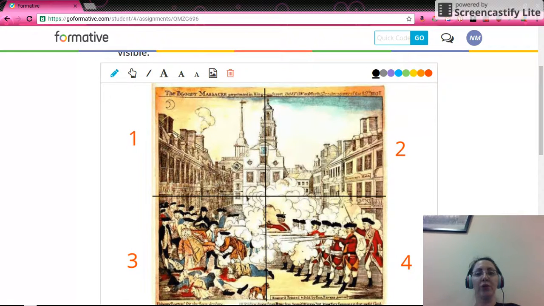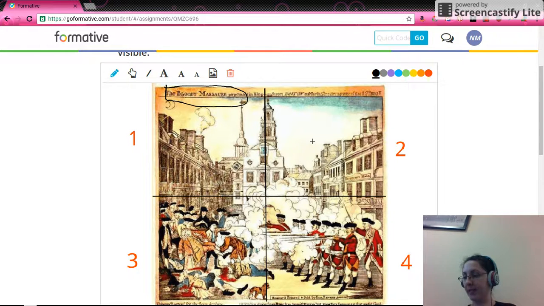So we're going to start with quadrant or section 1. In section 1, I'm going to focus on the most important 1 or 2 details in each quad. I see at the top it says Bloody Massacre. So I'm going to select my pencil tool and I'm going to circle that. This language is very particular. It's trying to make me think that this image is a bloody massacre. It's something very serious and deadly.